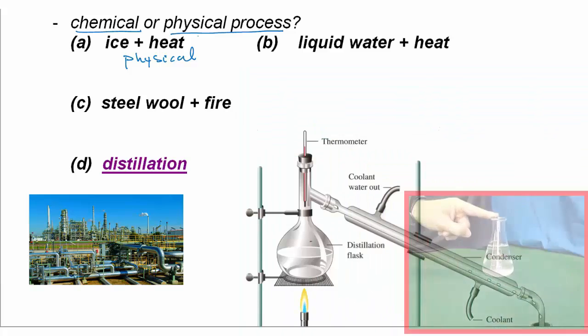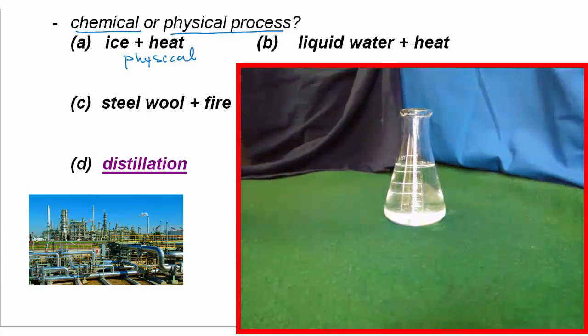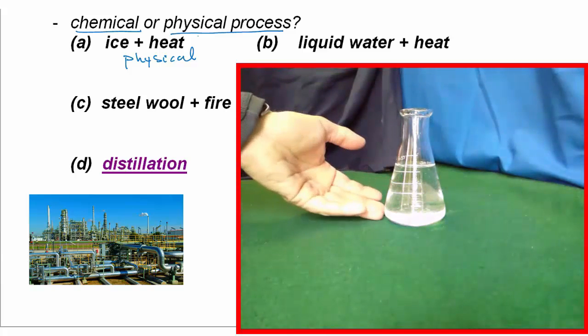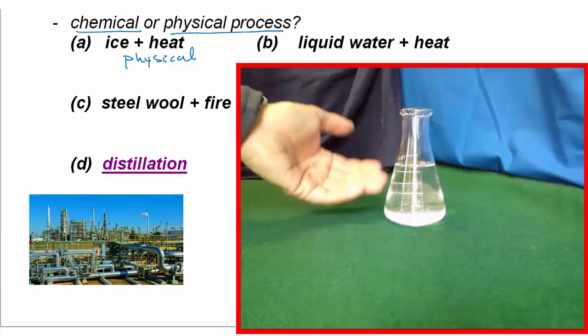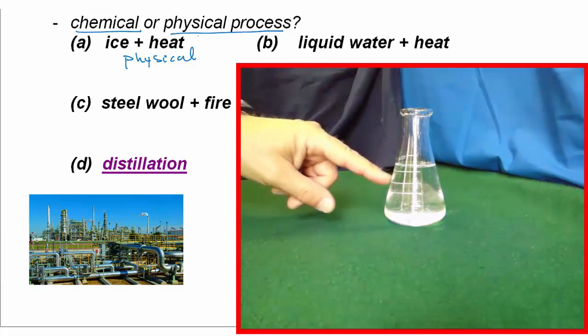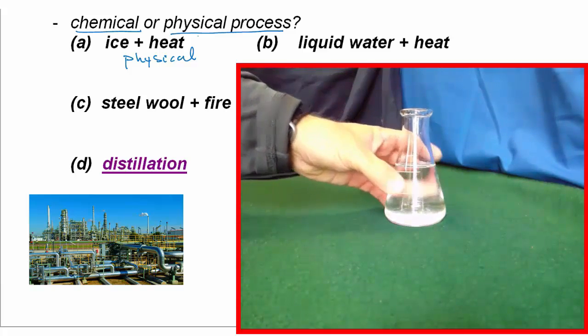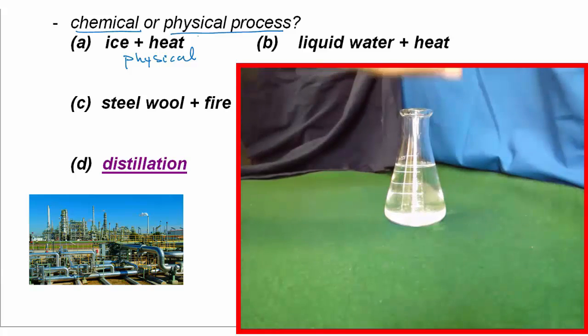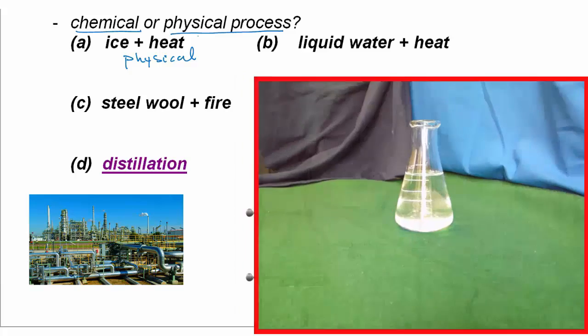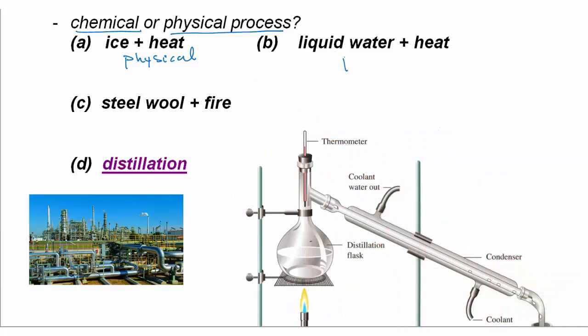Liquid water plus heat. So I can just allow it to evaporate using the heat from the room, or I could put a burner under here and heat it up and get it to boil. But either way, I'm starting out with liquid water, ending up with water vapor. Only the state changed. I didn't get any new compound, new material, so that would also be a physical change.